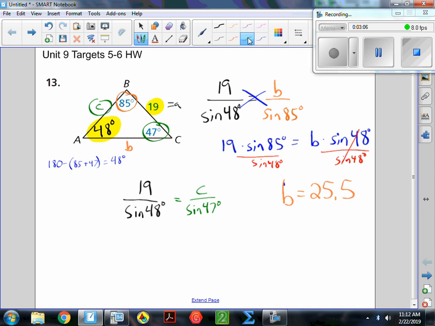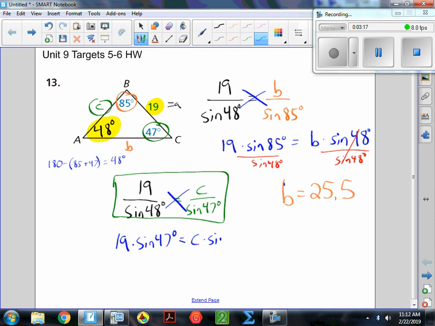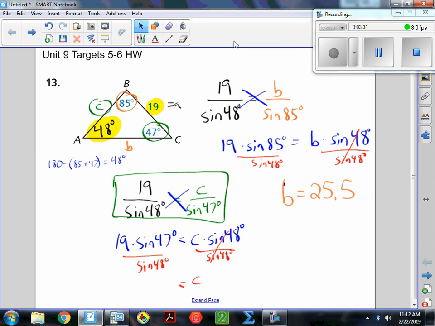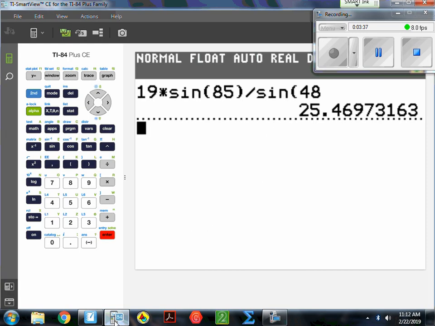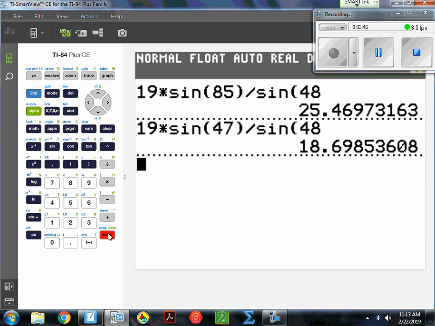Now I'm going to do the same thing for my side C. I already set that up, so I'm going to solve by cross multiplying. 19 times sine 47 degrees equals C times sine 48 degrees. Divide both sides by sine 48 degrees. And then use my calculator. So 19 times sine 47, close parentheses, divided by sine 48. I get 18.7.